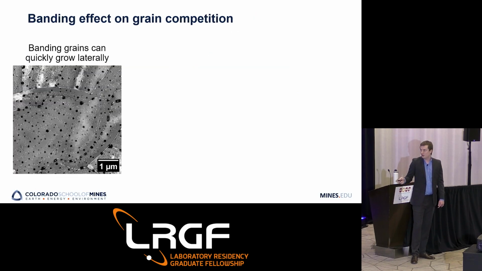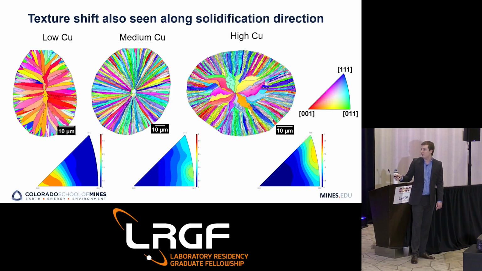So if we look here, you can see this grain is initially growing in the same way as all of its neighbors, but once it switches to banding, when a grain initially transitions to that partitionless planar growth, it's able to rapidly sweep laterally and outcompete its neighbors and completely dominate the eventual texture selection. As you can see here, there's many grains, and now there are very few grains once we switch to banding.